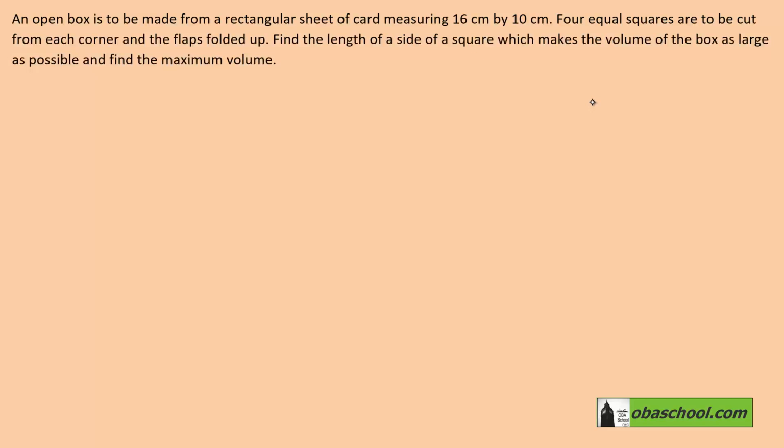An open box is to be made from a rectangular sheet of card measuring 16 centimeters by 10 centimeters. 4 equal squares are to be cut from each corner and the flaps folded up. Find the length of a side of a square which makes the volume of the box as large as possible and find the maximum volume.